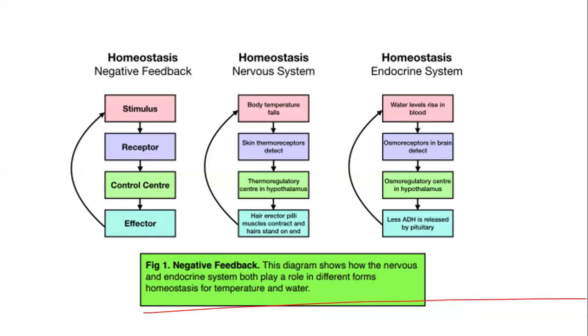Now for the hormonal or endocrine system, we are using an osmoregulation example. Say the water levels rise in the blood, say you've been taking a lot of drinks, a lot of porridge, a lot of water. Now the osmoreceptors in the brain will detect that this gentleman or lady has taken too much water, and there's a risk of having dilution of our salts.